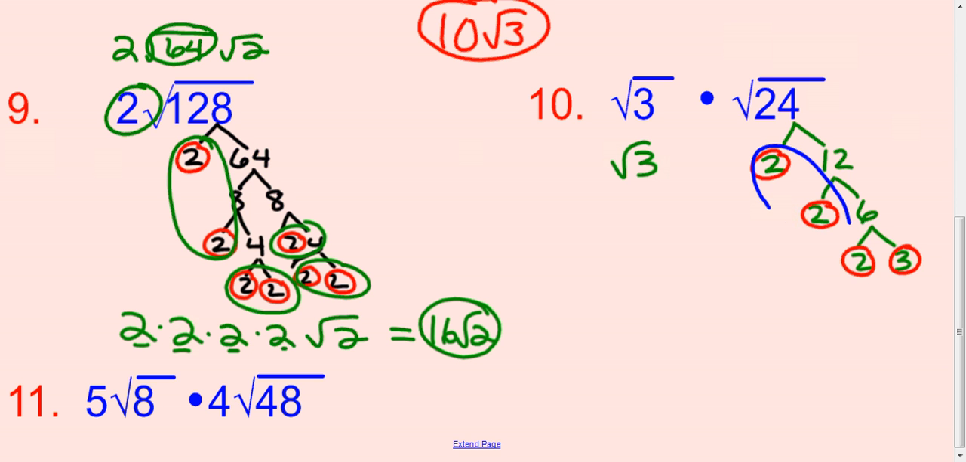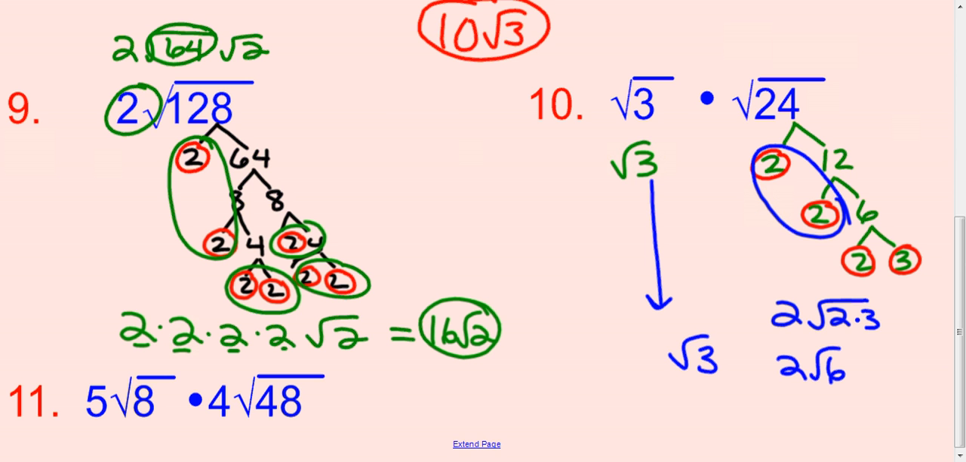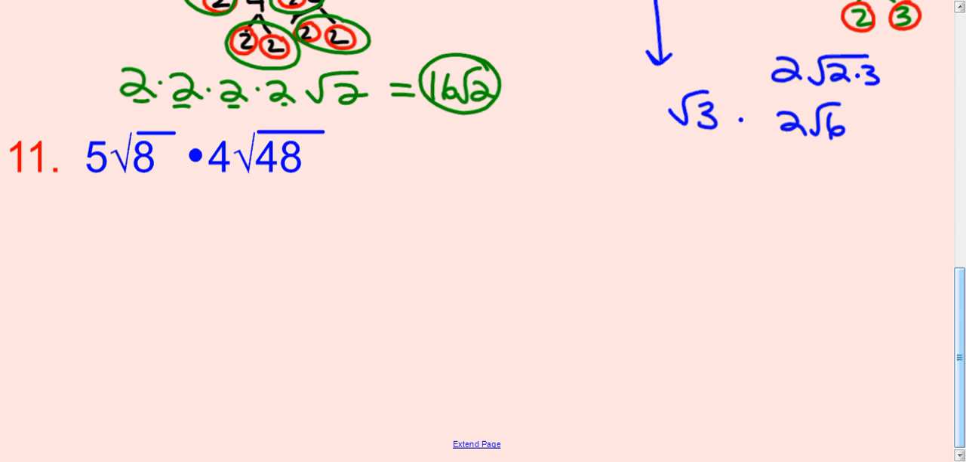And I have this pair of 2s that can go on the outside. And then on the inside, I have a 2 and a 3 that have to stay there. So really that's 6. Okay, so what I have, if I bring this down, is I have root 3 times 2 root 6, which when I multiply that, there's a 1 in front of here. When I multiply those two together, I will multiply what's out in front, and then I will multiply what's in the radical. So 1 times 2 is 2, and then root 3 times root 6 is root 18.